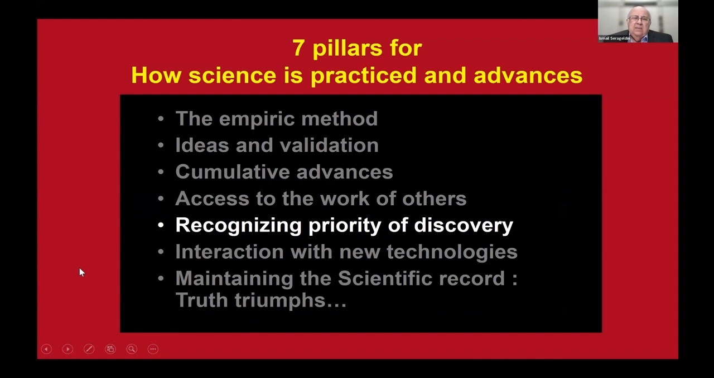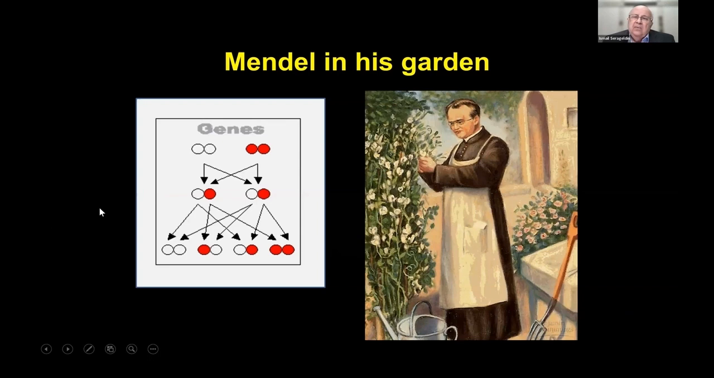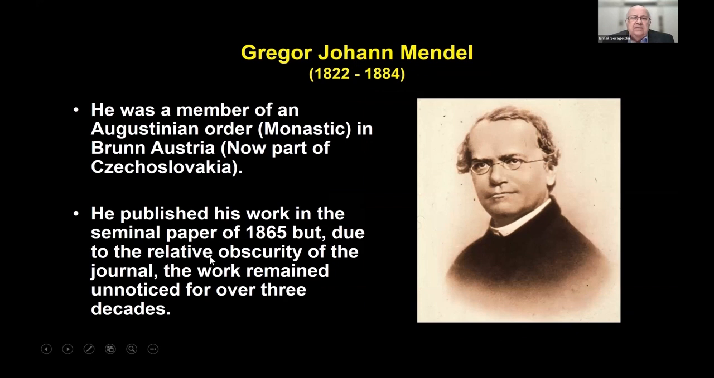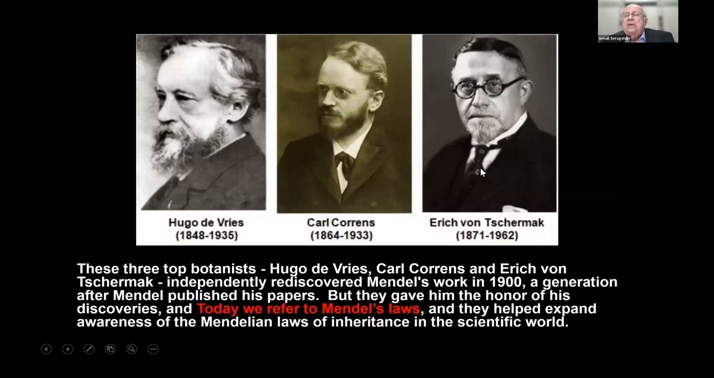And I'll give you one of the best examples of that. We all know, of course, about Mendel and Mendelian laws of heredity. Well, Mendel was a monk who was working in his garden with peas, and he published a paper in 1865. But due to the relative obscurity of the journal, the work remained unnoticed for three decades. Three most eminent botanists at the turn of the century independently arrived at the same conclusions that Mendel had reached three decades before.